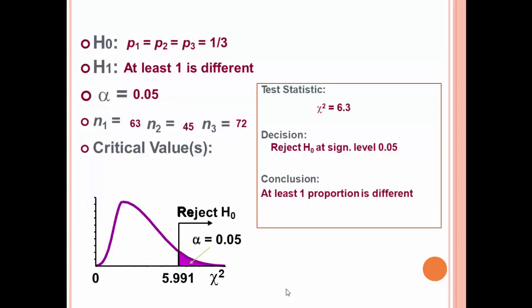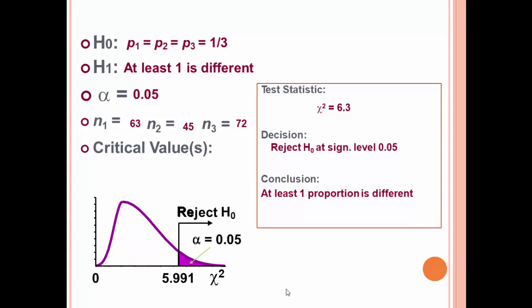So we set a null hypothesis that P1 equals P2 equals P3, equally probable, that is 1 by 3, and alternative hypothesis, that is H1, is set as at least 1 is different, and the level of significance is represented by alpha, which is 0.05. Here N1 equals 63, N2 equals 45, and N3 equals 72.